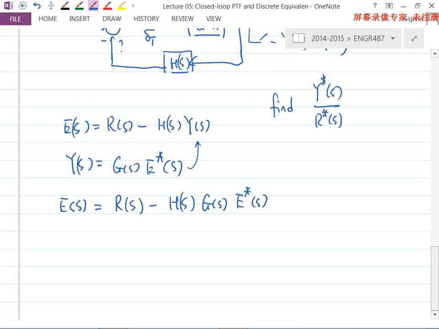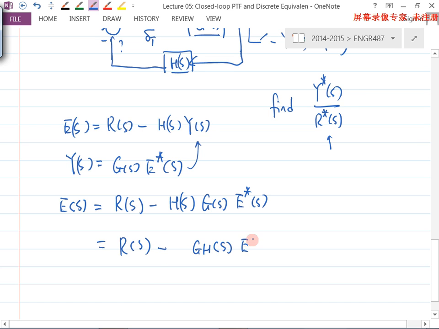At this stage, remember, this is your objective: you want to find the ratio between Y star and R star. Then what I can do is combine these two together. This HG here, I'll call just one block, GH of S.